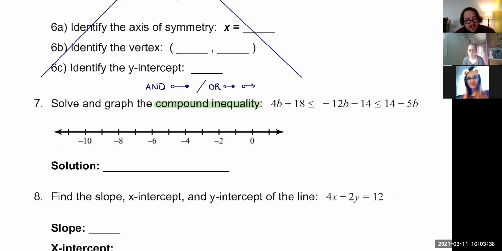Now, another thing that we hopefully recall is that in order to determine which type we have, the trick I like to use is if you see the word or, it's an or inequality. Everything else is an and inequality. So guess what this one is? An and inequality.